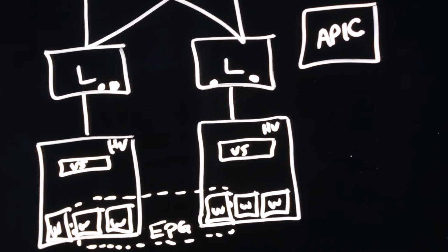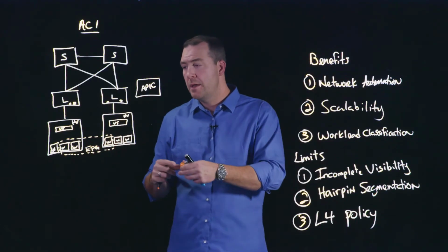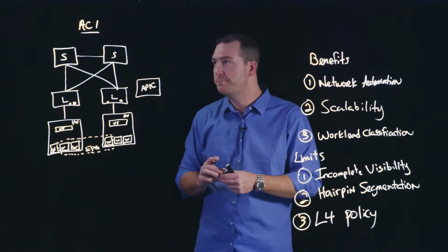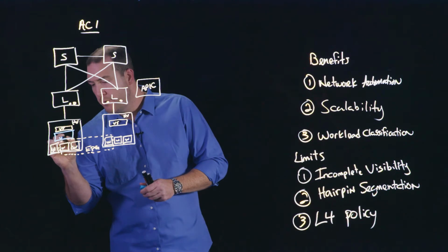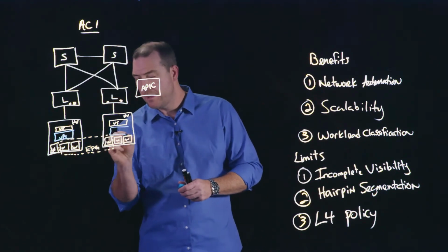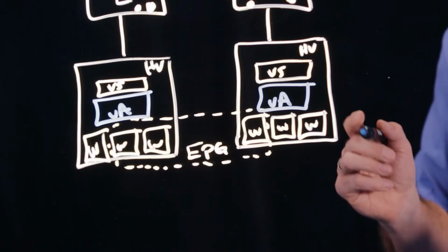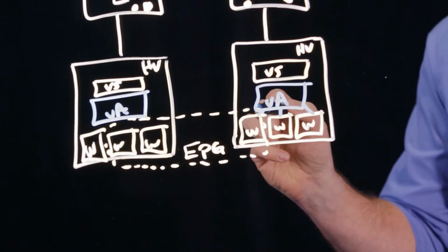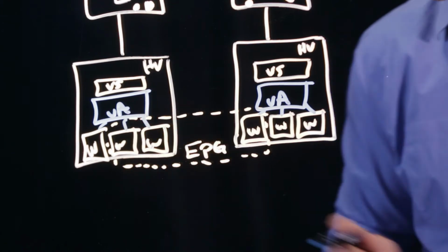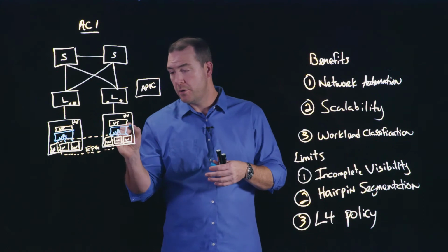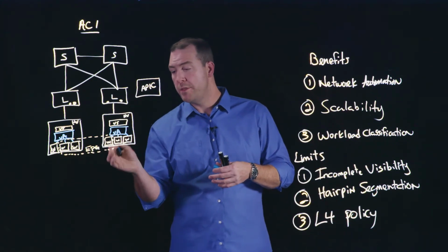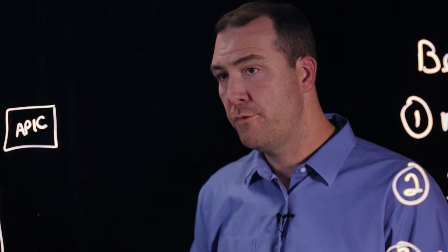So now let's take a look at how vArmour inserts into this environment and can be leveraged to increase the overall capabilities within ACI and address some of these specific limits that we were just talking about. With vArmour, we're inserting the vArmour enforcement points as a guest VM within the hypervisor. And each workload within the hypervisor is connecting to that vArmour enforcement point. Now, all of the traffic that goes in and out of the hypervisor, as well as between the workloads, is seen by that vArmour enforcement point.